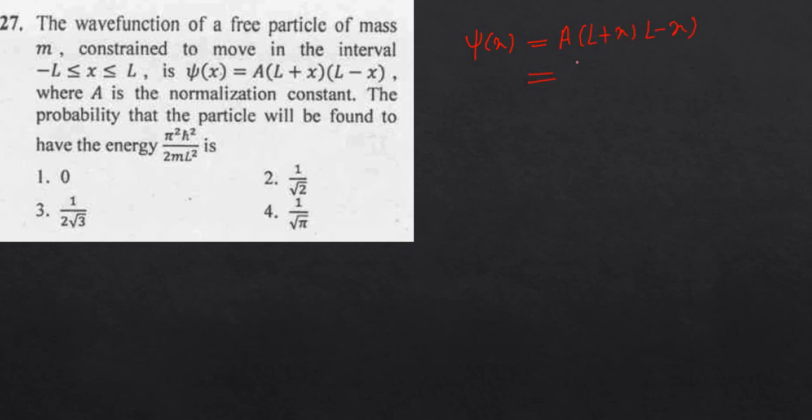So you can write this function as L square minus x square in the range minus L to plus L. Means the length of the box is given to you. If length is A, the length of the box is given to you 2L. Okay, and this is a symmetric potential problem.